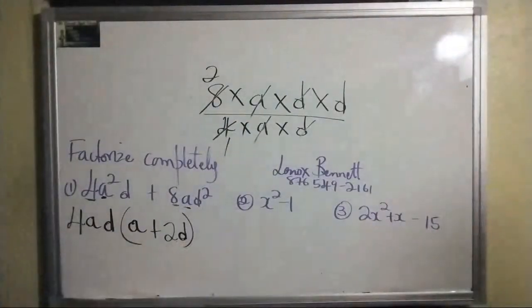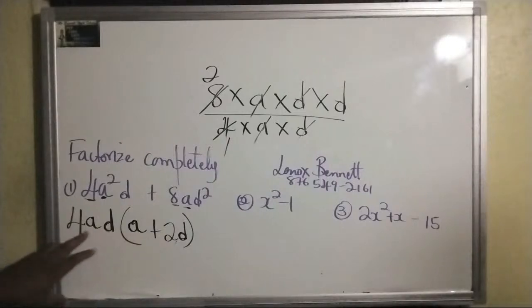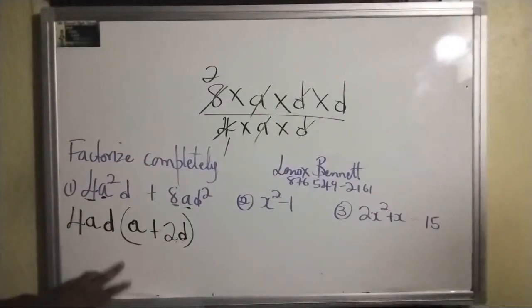So, if we expand the bracket, or multiply both terms by 4AD, we get 4A squared D. 4 times 2, that's 8. AD times D is D squared. Alright? So take a note of that, guys. I call that factorize by grouping.